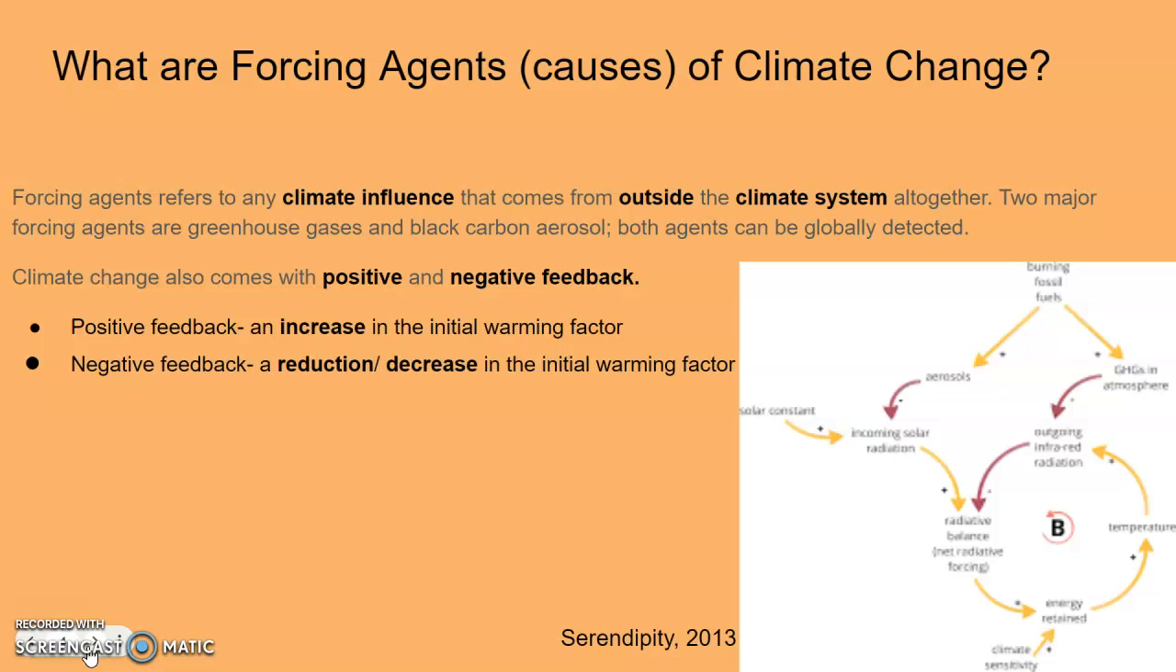Following up with climate change are the causes of why it occurs. Forcing agents are outside factors pushing climate change to happen. Some examples of forcing agents are variations in solar radiation levels, volcanic eruptions, and changing levels of greenhouse gases in the atmosphere. Climate change feedbacks are processes that can either amplify or reduce the effects of climate forcings.